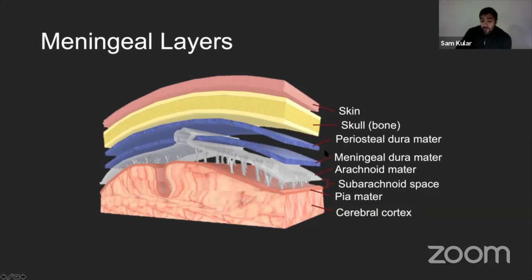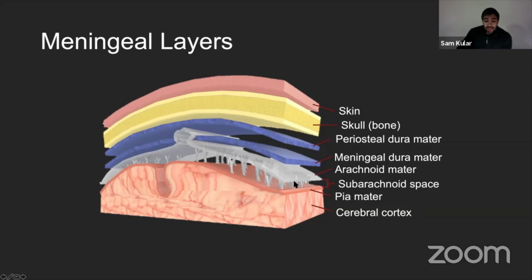Below that, we have our dura mater, which is in the blue. And this is actually 2 separate layers of dura mater. So often we learn that dura mater is one layer, but actually there's 2 sub layers. One is known as the periosteal outer layer, and one's an inner meningeal layer. And they compose our dura mater.